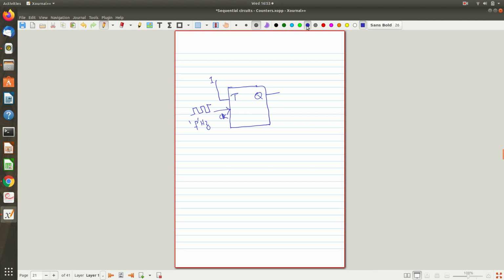It will be toggling during the rising edge of the clock. During every rising edge of the clock, it will toggle, right? And as a result, this output you observe will be of half the input frequency. To understand this, let's analyze the timing diagram. Timing diagram is important for analyzing all these asynchronous circuits. So we are going to see the timing diagram.